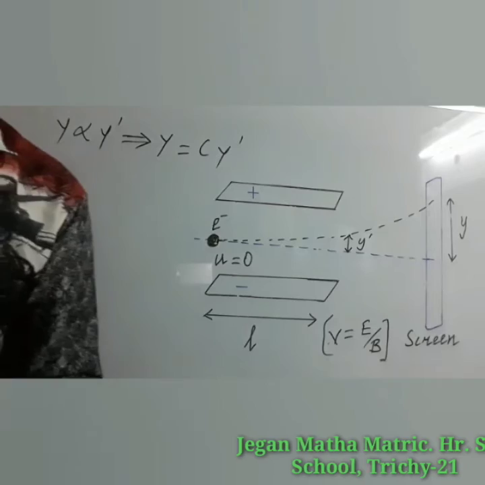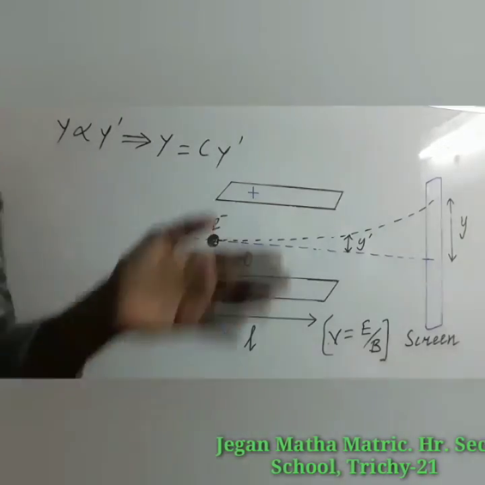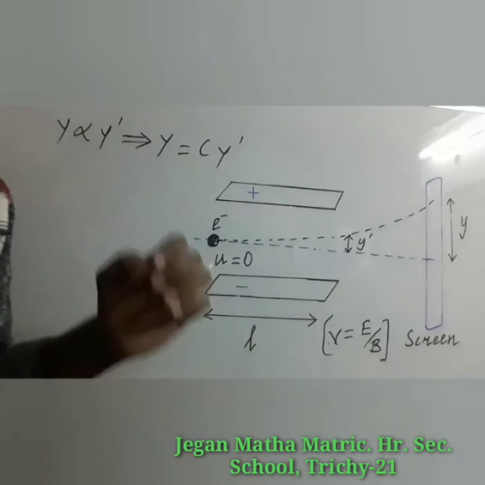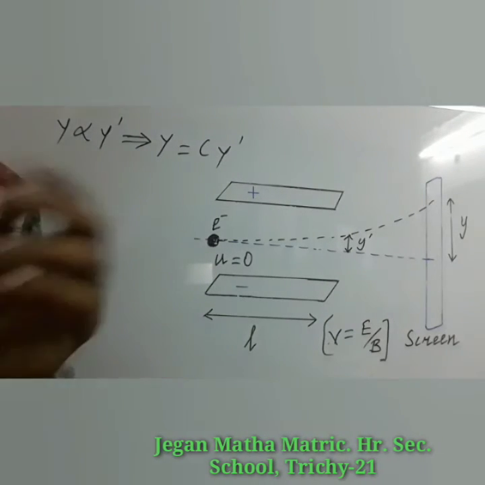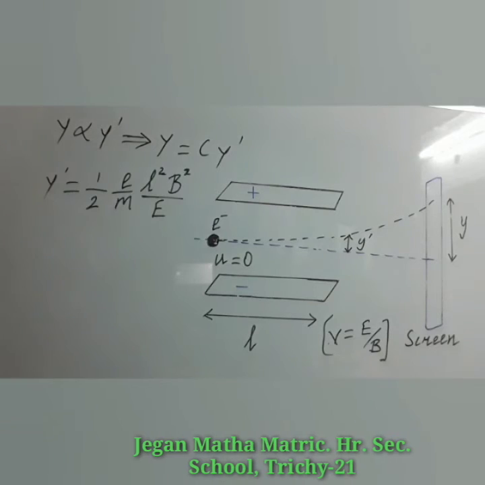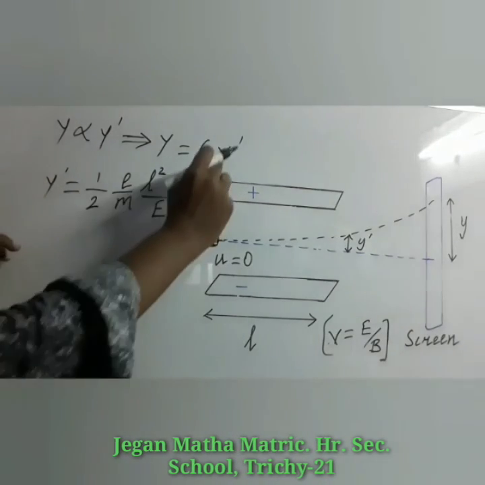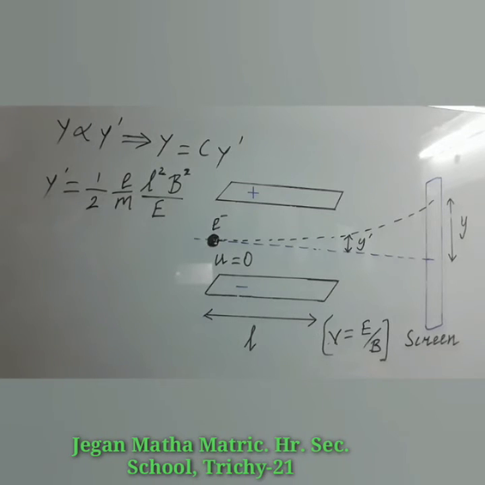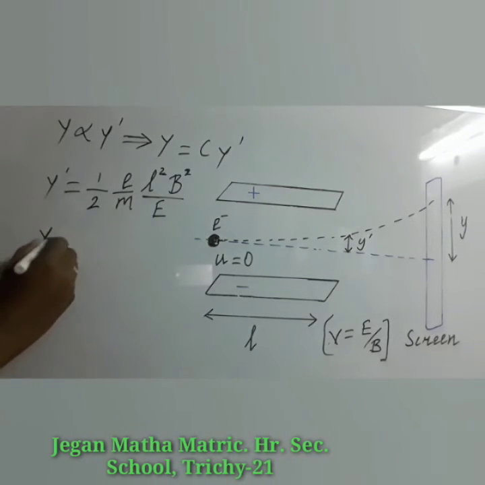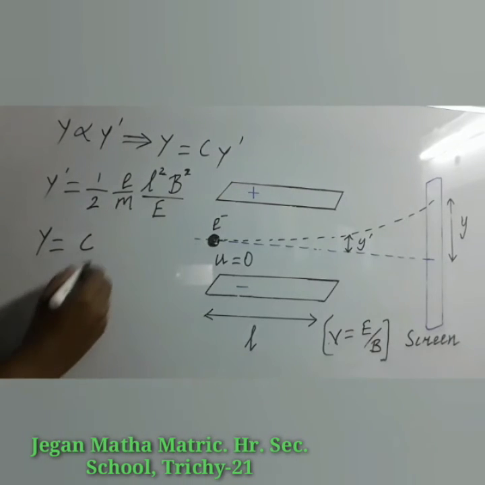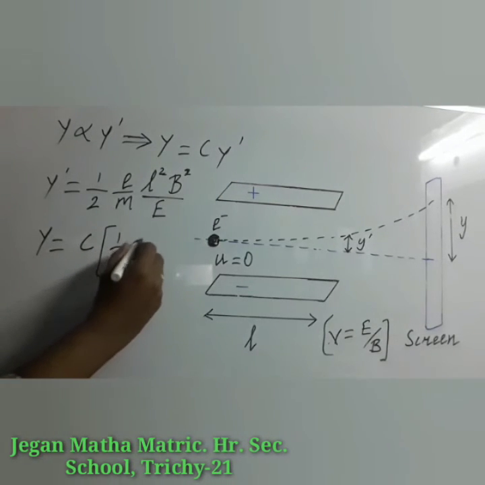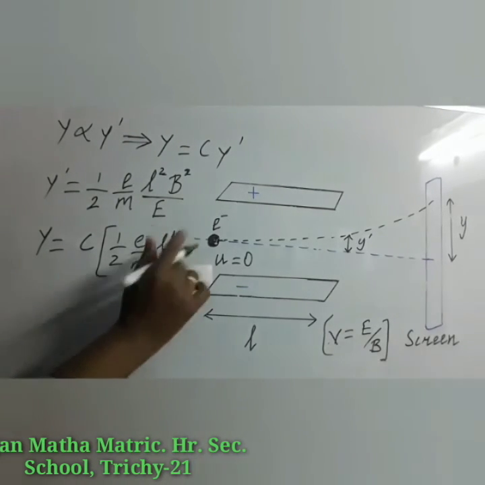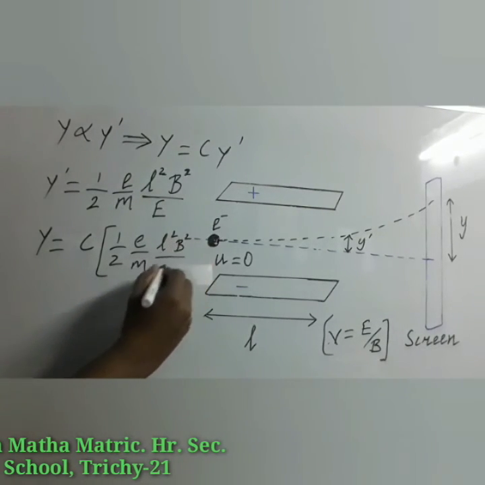Here c is the proportionality constant which depends on the geometry of the discharge tube. Substituting the value of y dash, already we have found the value of y dash. This y dash value can be substituted in this equation to get the value of y. So y is equal to the proportionality constant c, the other things 1 by 2 E by m L square B square by E.